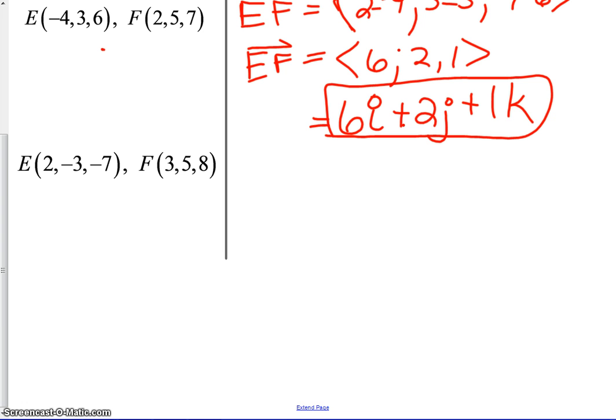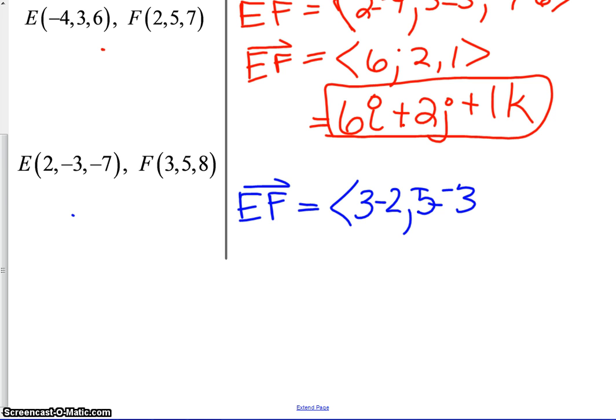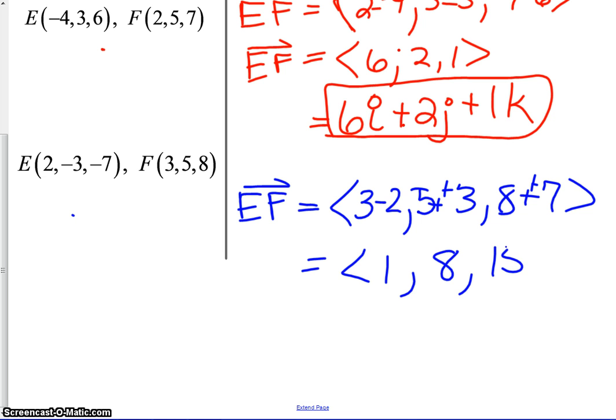Let me do another example fairly quickly here. Again, my first step is I was asked to find this vector EF. I have 2 ordered triples here, and I need to see what's the vector between them. So what I have to do is take the second x minus the first x, the second y minus the first y, and the second z minus the first z. I'm trying to rush here, I'm sorry. This would be 1, 8, 15.